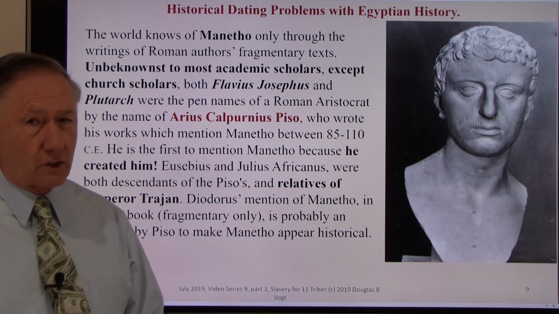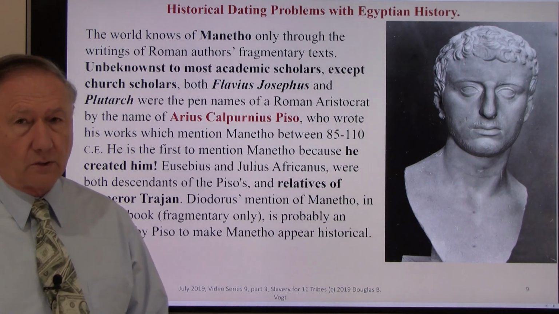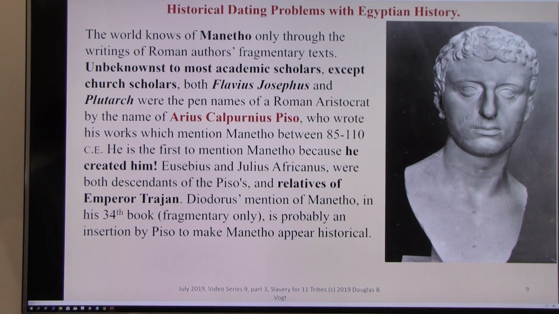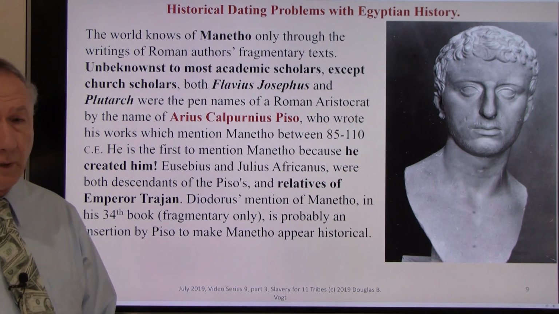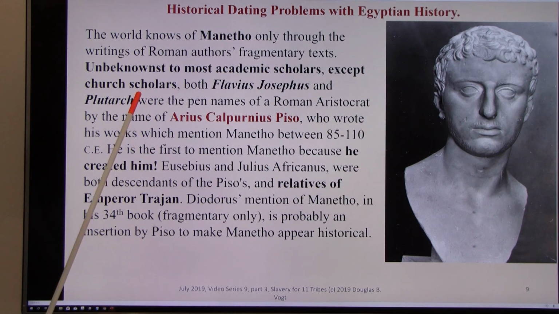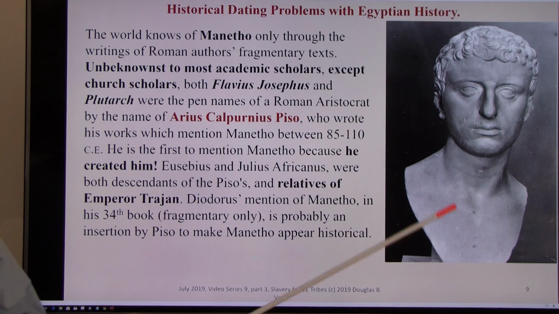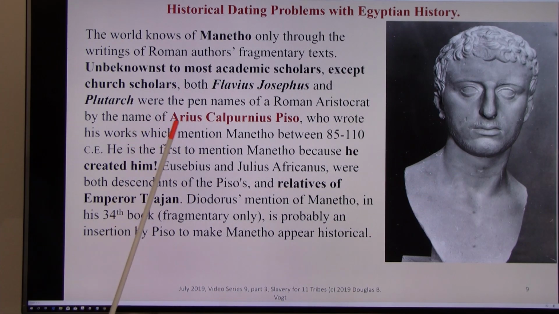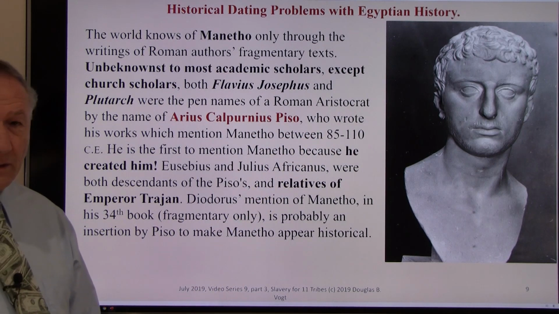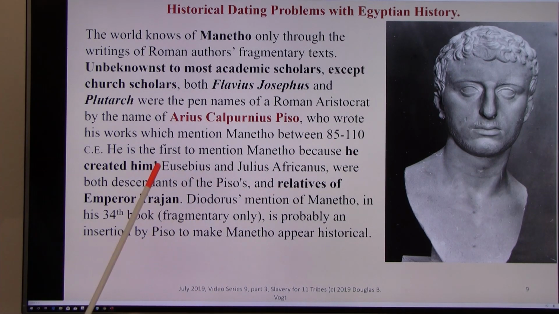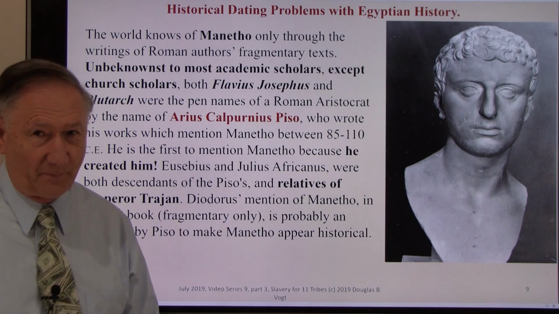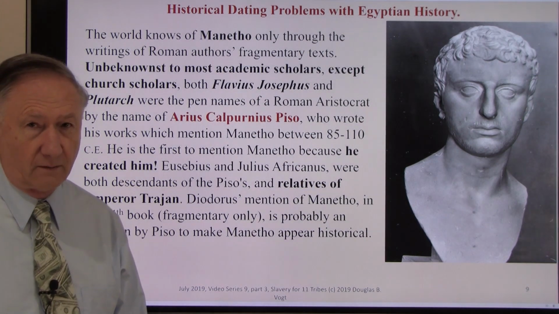They're the only smart ones, trust me on this. Catholic Church scholars are really good, especially when they get to the level of cardinal, bishop, and certainly pope. They know that both Flavius Josephus and Plutarch were the pen names of this guy. His real name is Arius Calpurnius Piso. Surprise! Who wrote his works of Manetho between 85 and 110. He died about 116, 117, we think. He's the first one who mentions Manetho because he created him. Got it? He's fictional.